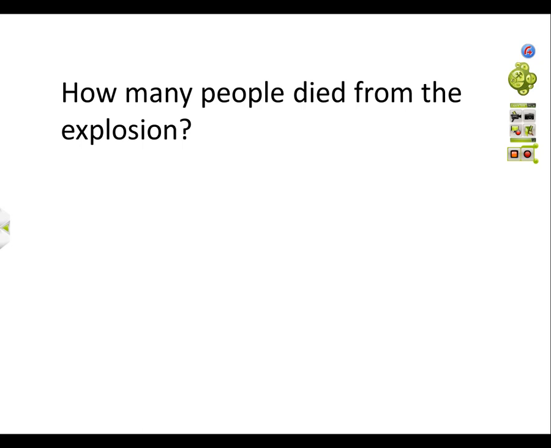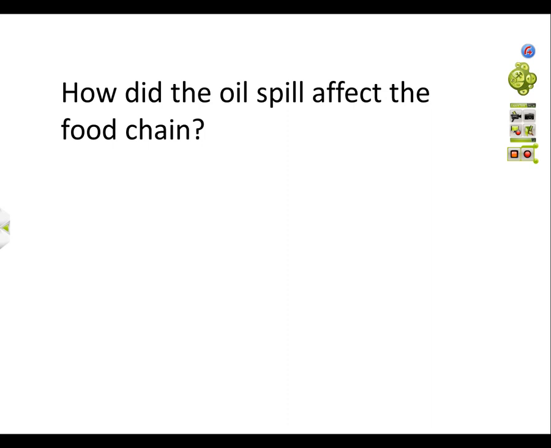How many people died from the explosion? 11 people died. At first in our book it looked like it was 7, but it was actually 11. How did the oil spill affect the food chain? If you affect one, you affect all.